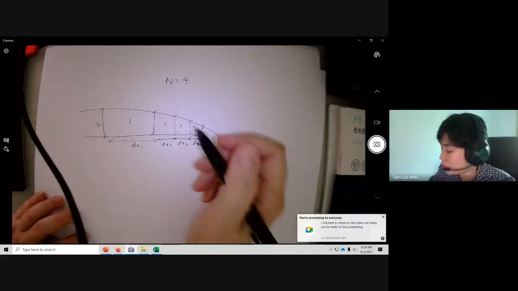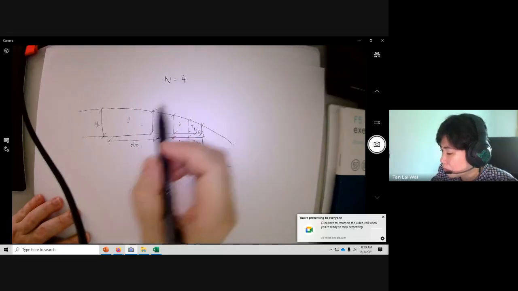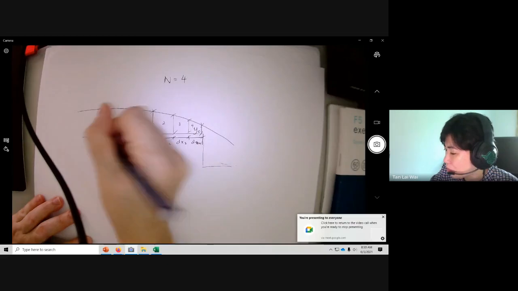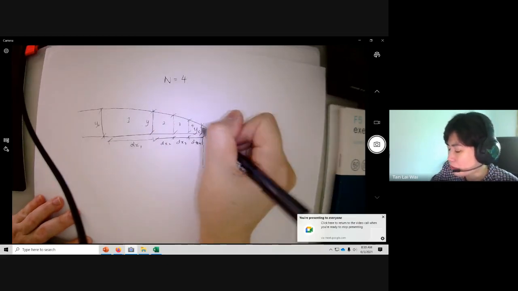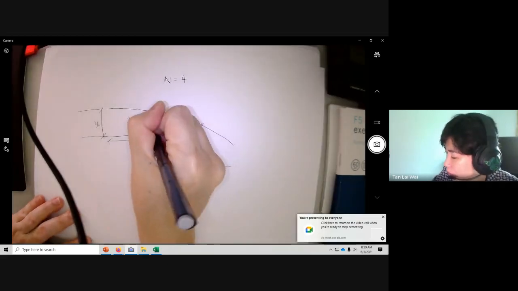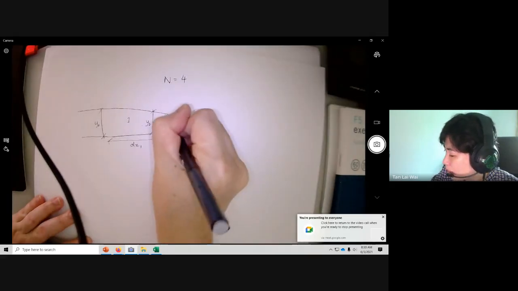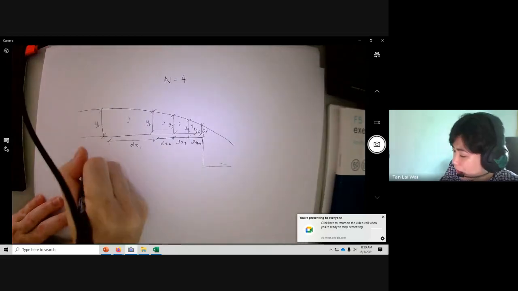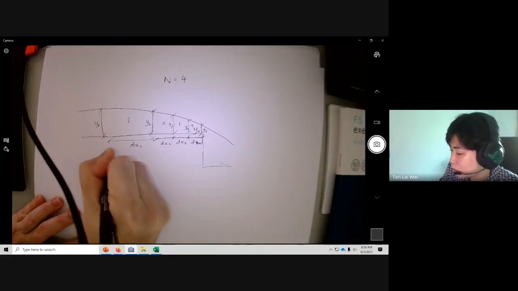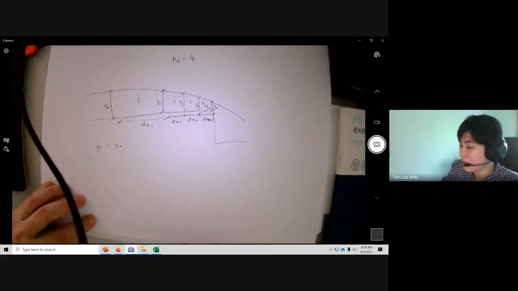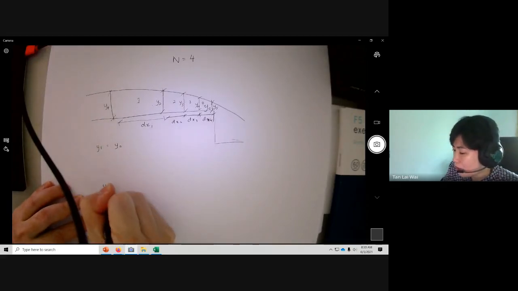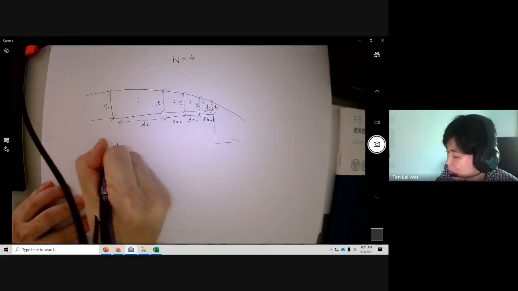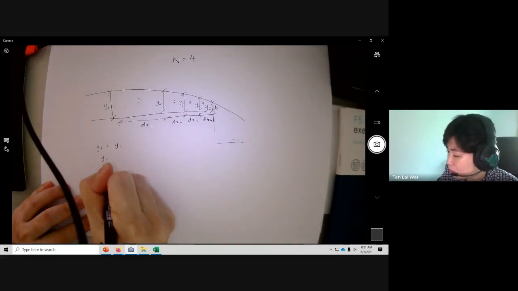Now this should be known. So how are we going to find this y here? We have y1, y2, y3, y4, y5. For example, y1 is equal to y naught, and y5 is equal to yc. So what would be my y2, y3, and y4?